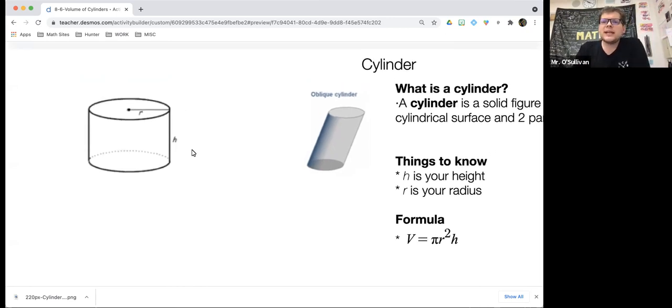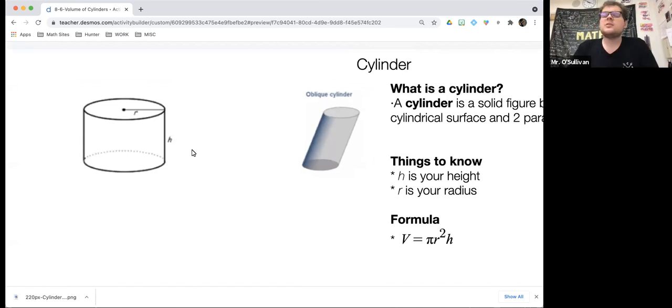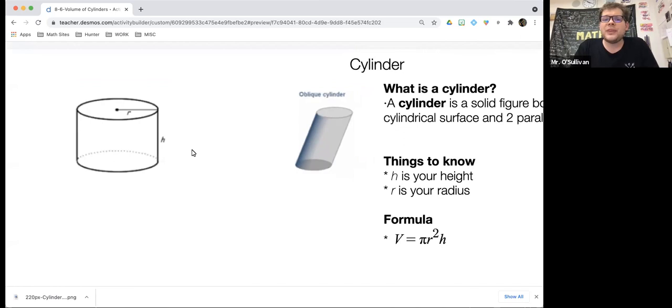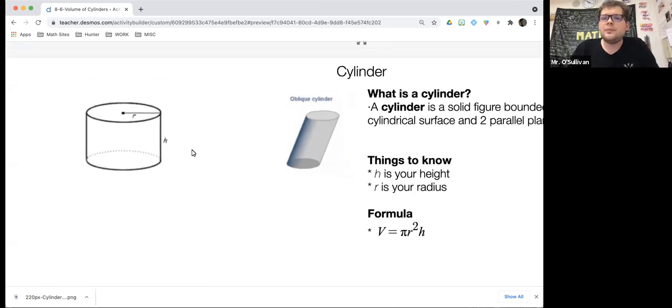And just to give you a warning, we have oblique cylinders, which are basically cylinders that are slanted or tilted over. It does not alter its volume. We would still use the exact same volume formula, pi r squared h, okay?